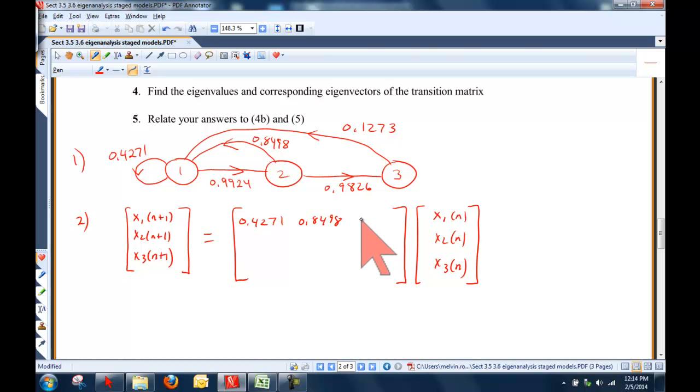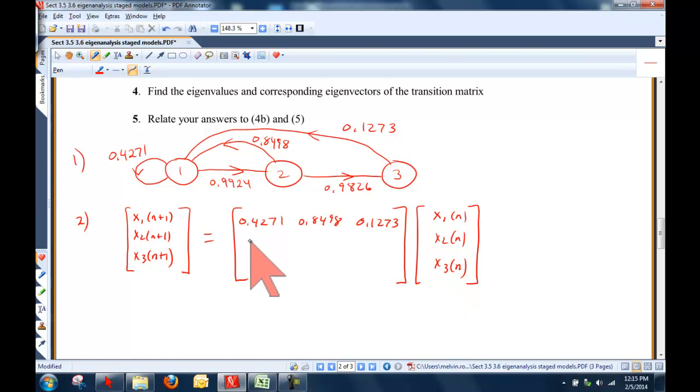And the 0.1273. And when I multiply across this row down this column and add the products, that gives me exactly the total contribution to x_{n+1}. The population in the next time step in the youngest age category is simply the birth rates times the populations in the previous time step.